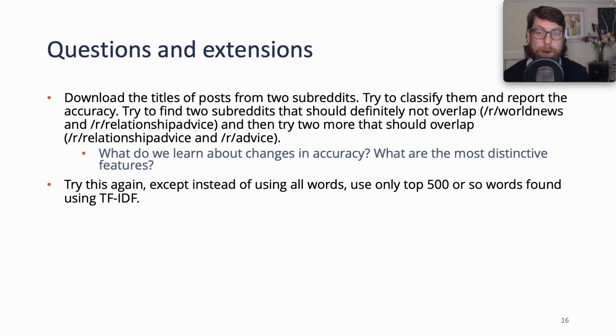As alluded to above, try it again, but instead of using all the words, try only the top 500 or so words found using TF-IDF. Now, 500 I just made arbitrarily as a way to express a number, but you might want to report the distribution of the words, and you'll see a real long tail where all of a sudden it flattens out. These words appear a lot, these words appear generally a fair bit, and then at some point that tail is going to go, and there are words that only appear once or twice, and maybe you want to cut off there.